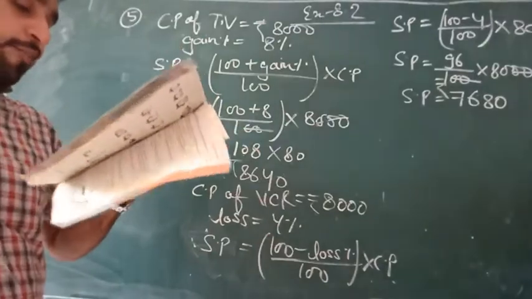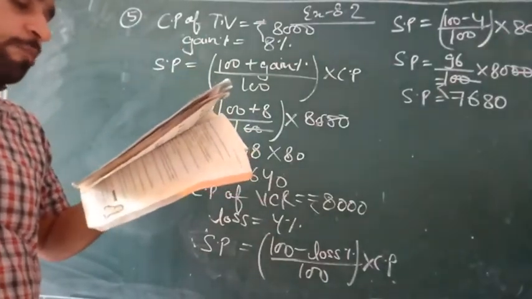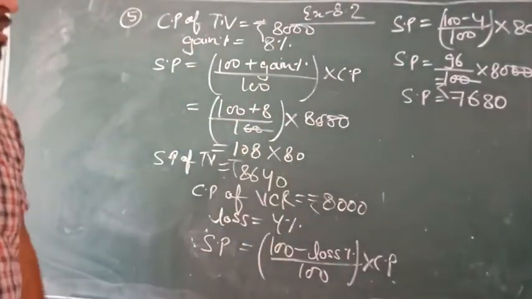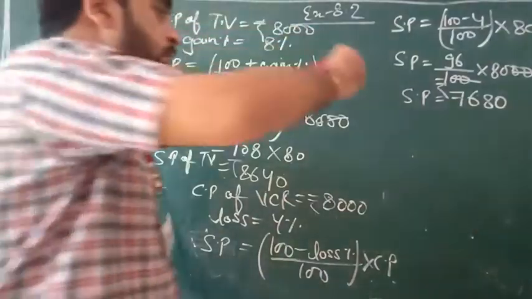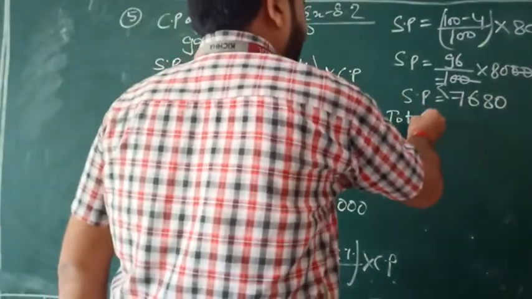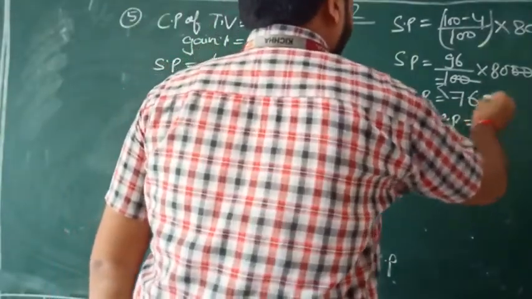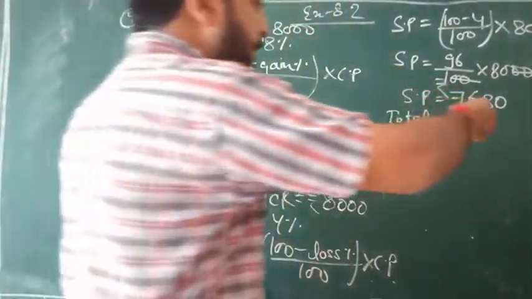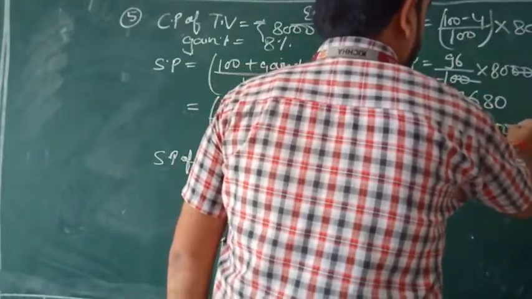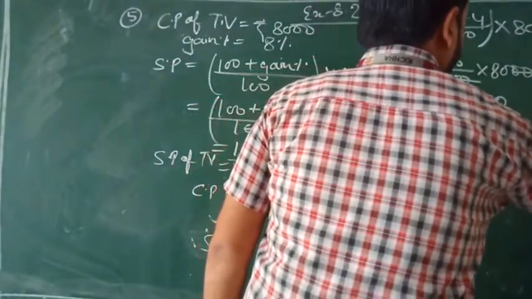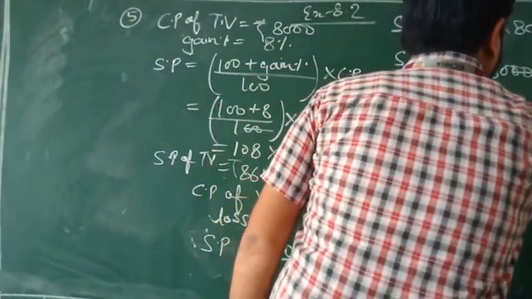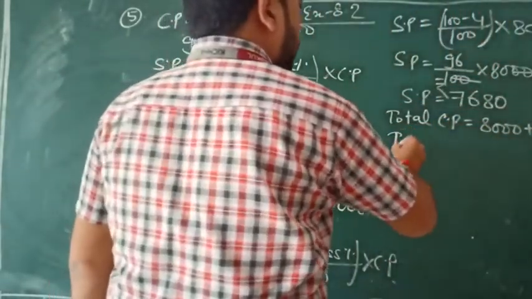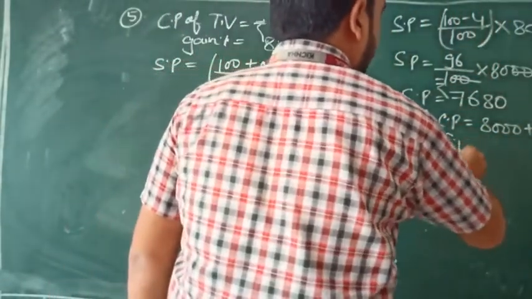Now they are asking to find the gain or loss percent on the whole transaction. So what is the total CP? Total CP is 8,000 for VCR, 8,000 for TV. So this will be 8,000 plus 8,000, that will be 16,000 total CP. Now what will be the total SP, total selling price?